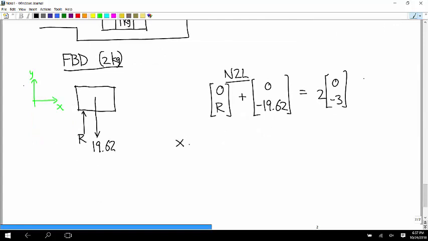So the x equation says 0 plus 0 is equal to 0. That's reassuring. Actually, that was supposed to be a joke. Okay, it wasn't funny.